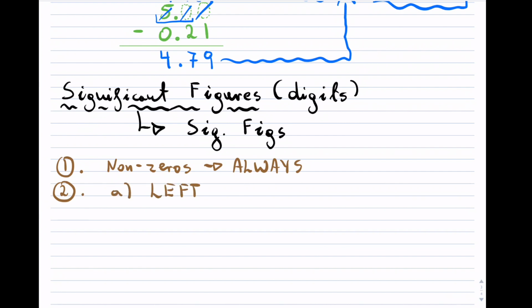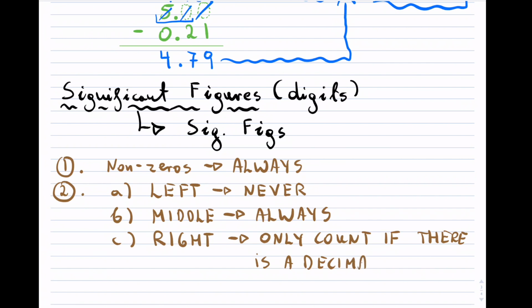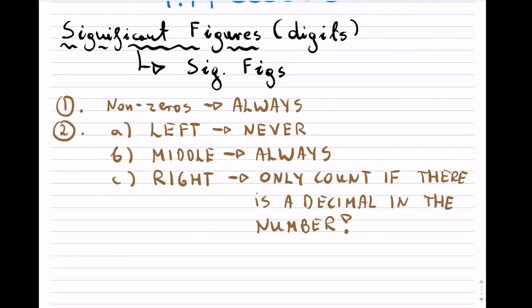Rule number 2 has 3 cases. There are zeros on the left of the non-zero digits. These ones never count. Then there are zeros in the middle, sandwiched in between significant digits. These always count. And finally, when you have zeros which appear on the right of the significant digits, they only count if there is a decimal in the number. That is important. Let's try to do these by examples.